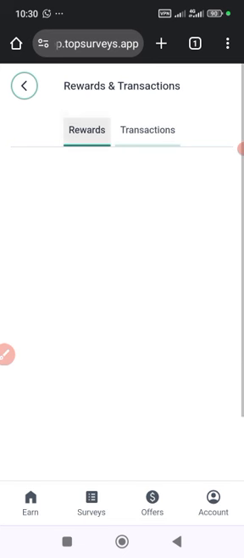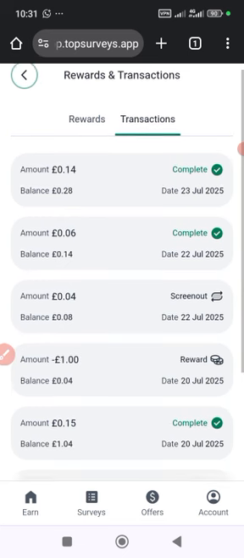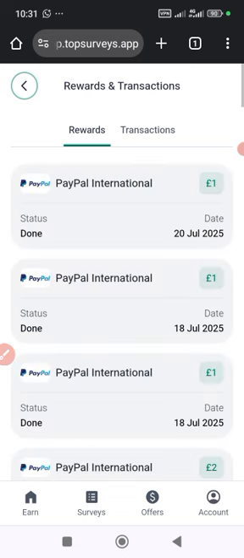Let me even see the last time I withdrew something from this account. Okay, the last time I withdrew was 23rd July. That was the last time I withdrew. And then before 23rd, I withdrew on the 22nd. I withdrew on the 2nd again. Okay, no, that was a screen out. Oh, okay, sorry, this is survey. Reward transaction, that's survey. Okay, yes, this is it.